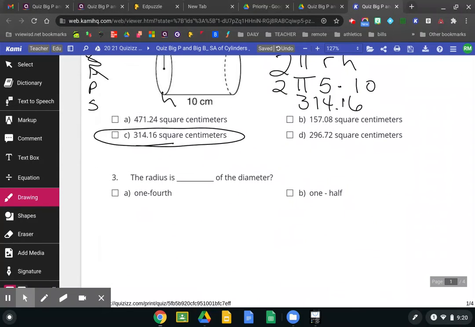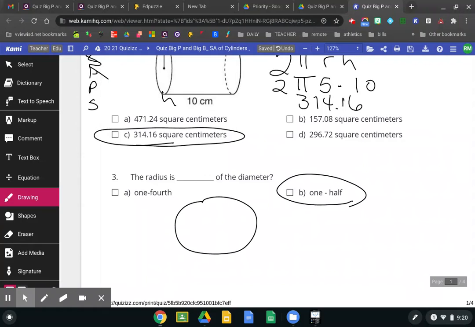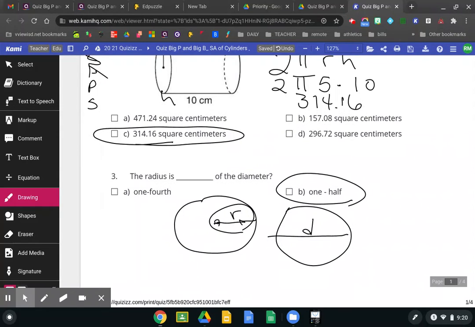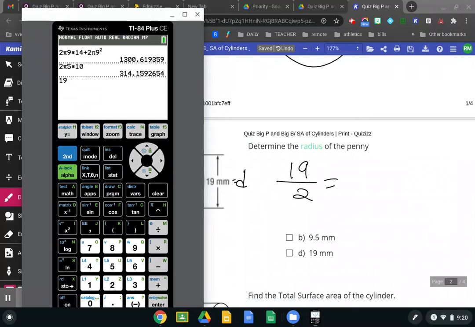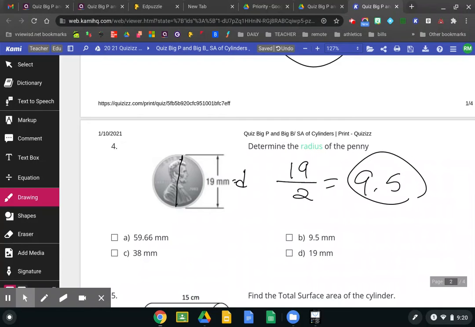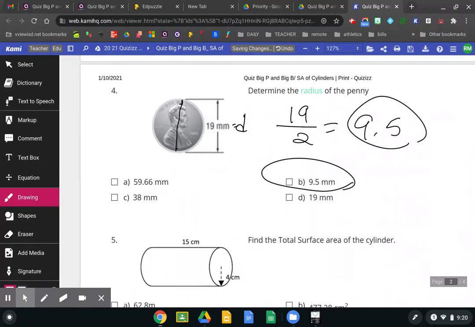All right, let's go on to number 3. It says, what is the radius of the diameter? Remember, the radius is half. That's my radius, this is my diameter. Let's go on to number 4. Determine the radius of the penny. Since this is the whole thing, that is actually your diameter. So you go 19 divided by 2, and definitely put that in your calculator. It comes out to 9.5. Letter B.